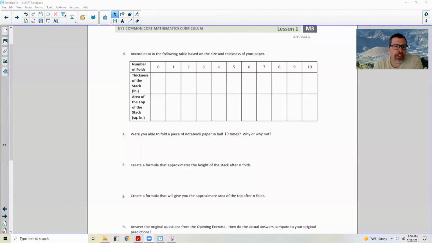All right, page 2 brings us to part D, and it says to record data in the following table based on the size and thickness of your paper. Rather than actually doing this and measuring it, I'm going to bring in solutions and we'll discuss it.